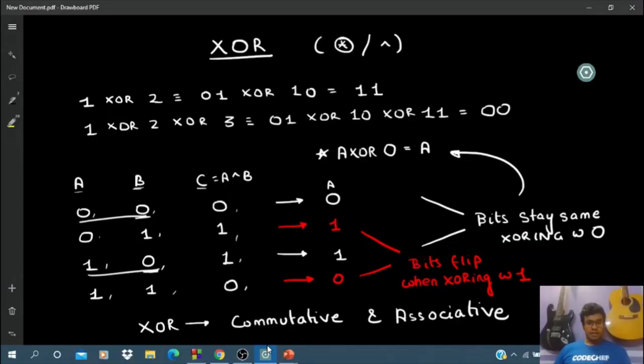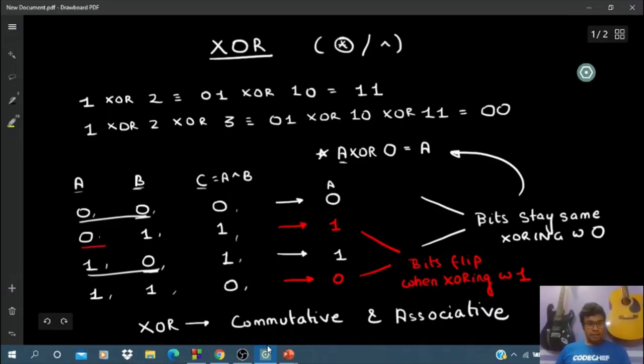The reason behind this is that if you XOR A with 0, and A is not just a bit but any number, then the answer is that number itself. So it's basically the identity operator when one operand is 0 and I'm XORing with it. In the second case, when B is 1, let's talk about this case now.